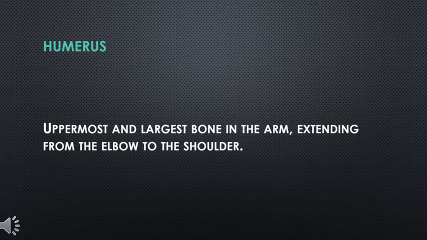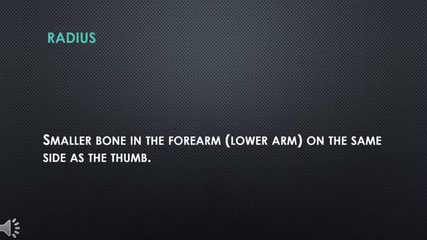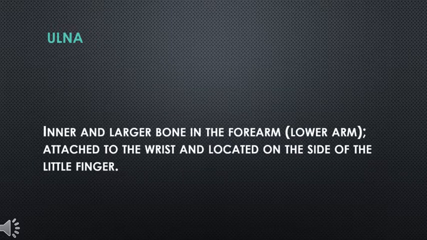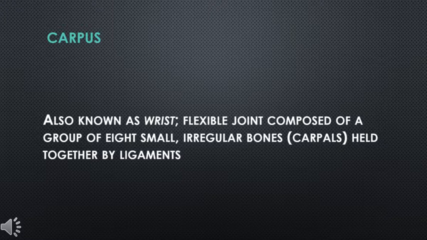Humerus. Uppermost and largest bone in the arm, extending from the elbow to the shoulder. Radius. Smaller bone in the forearm, lower arm, on the same side as the thumb. Ulna. Inner and larger bone in the forearm, lower arm, attached to the wrist and located on the side of the little finger. Carpus. Also known as wrist, flexible joint composed of a group of 8 small, irregular bones, carpals, held together by ligaments.